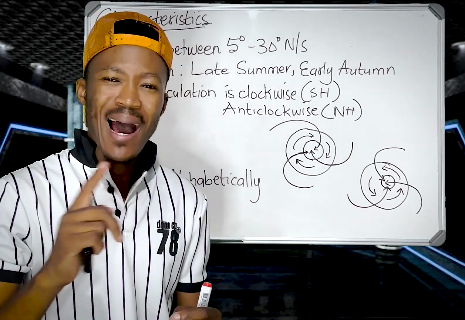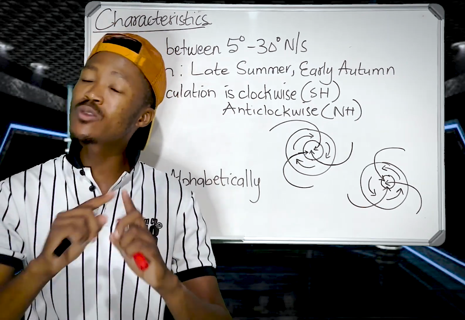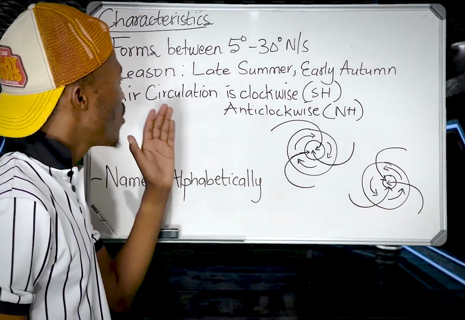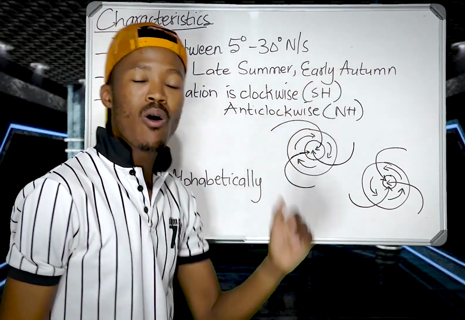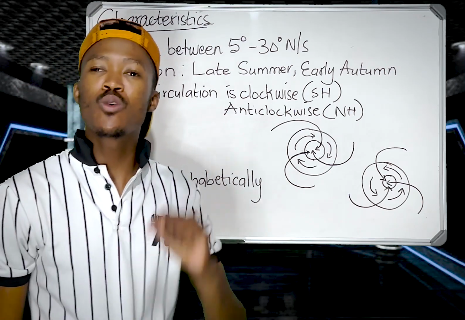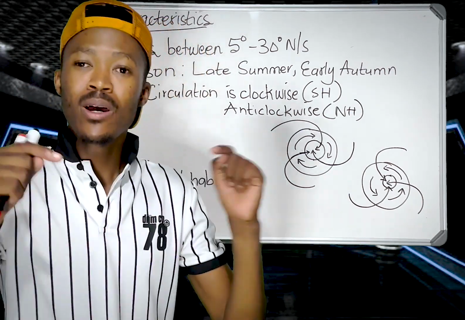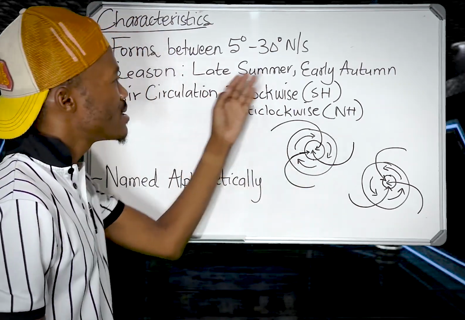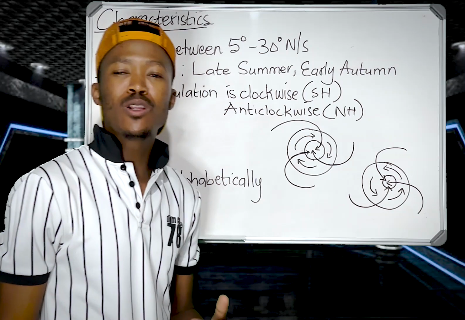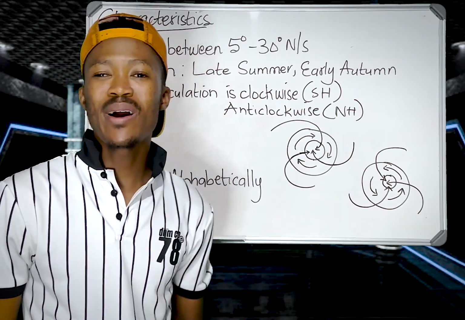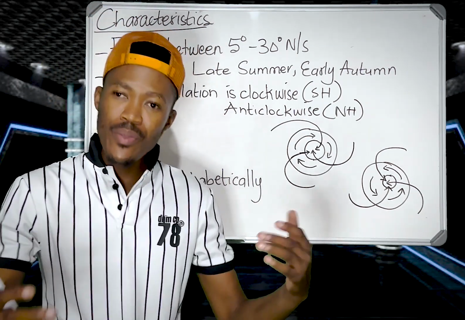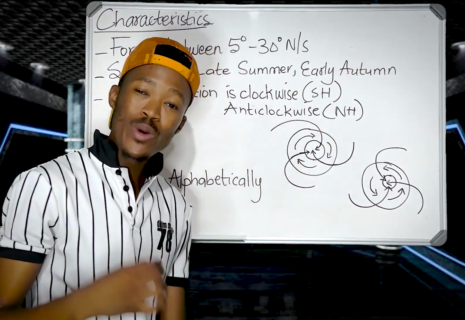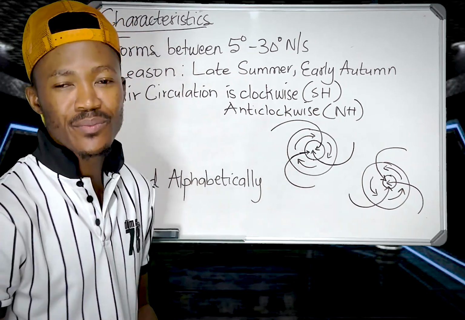Unlike mid-latitude cyclones that occur all year round and affect our country in winter, tropical cyclones occur in late summer, early autumn. It means that by the time this video drops, this is the time when we are more likely to be experiencing tropical cyclones. Because late summer, early autumn includes the months such as December, January, February, March. Those are the months we refer to when we say late summer, early autumn. Now, let us move on.